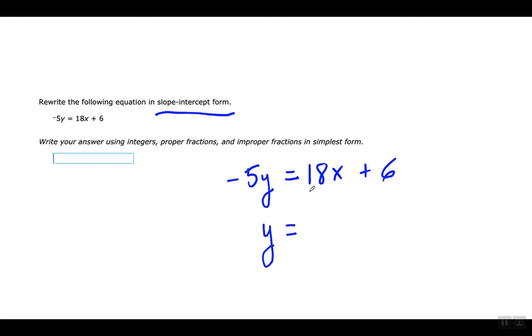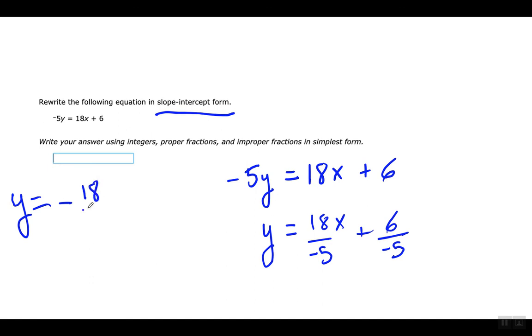When I move the negative 5, it's going to become 18x divided by negative 5 plus 6 divided by negative 5. So my final answer is going to be a positive divided by a negative equals a negative. So this is going to be y equals negative 18 over 5x. A positive divided by a negative equals a negative. So minus 6 over 5. And that's my answer.